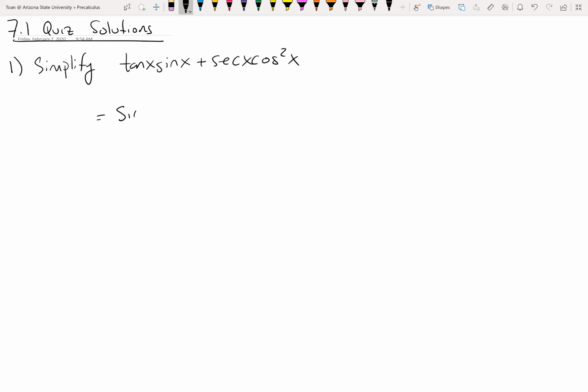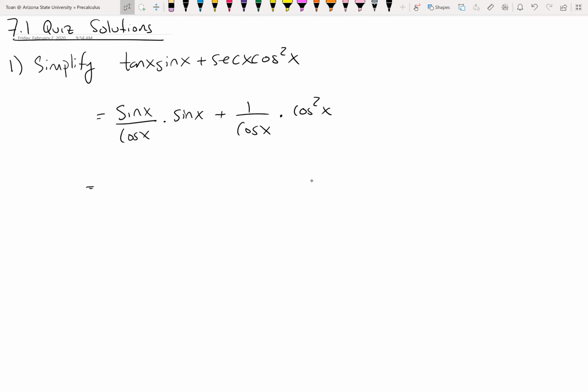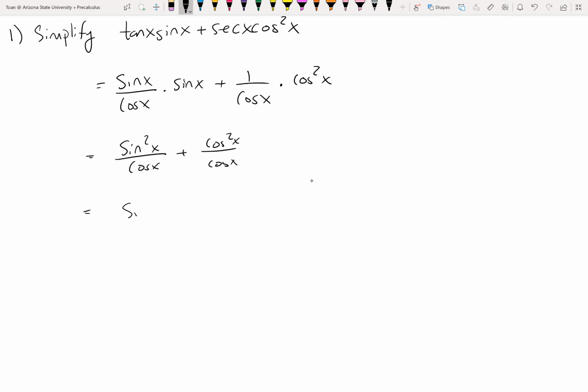So tangent is sine of x over cosine of x times sine of x plus, and secant, since it's the reciprocal of cosine, is 1 over cosine. And we have times cosine squared. Hopefully it's very easy for everyone to see that we now have sine squared x over cosine plus cosine squared x over cosine. So they now have the same denominator. So we can put them together as one fraction.